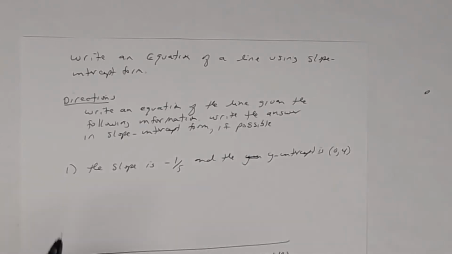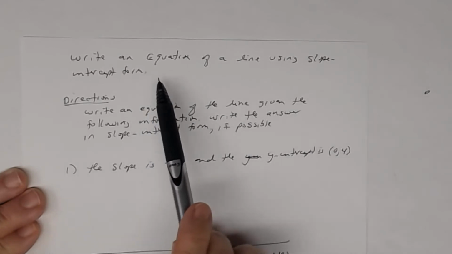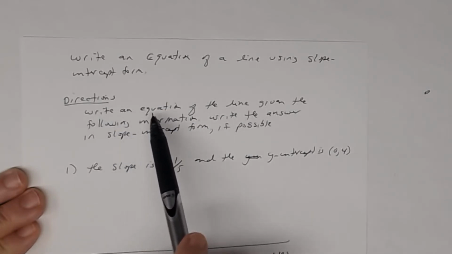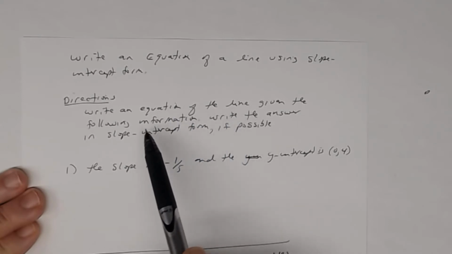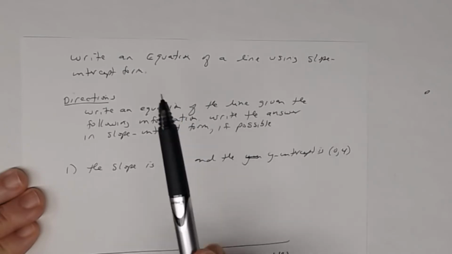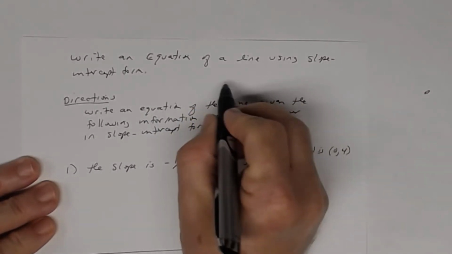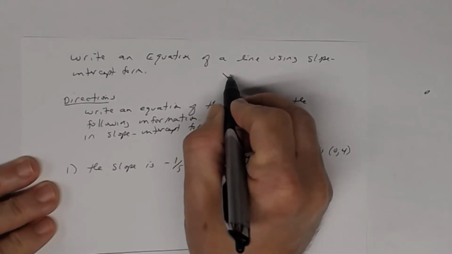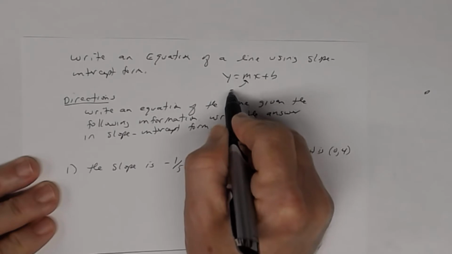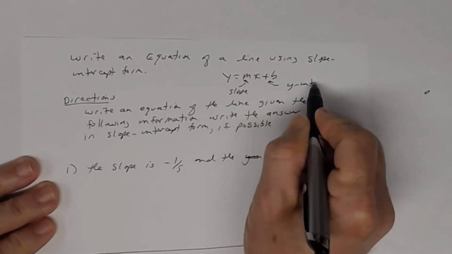Okay, so in this lesson, we want to write an equation of a line using slope-intercept form. And here is what the direction says. The direction says write an equation of the line given the following information, and then you want to write the answer in slope-intercept form. Well, first of all, let's remind ourselves that slope-intercept form is this: y equals mx plus b, where m is the slope, and b is the y-intercept.